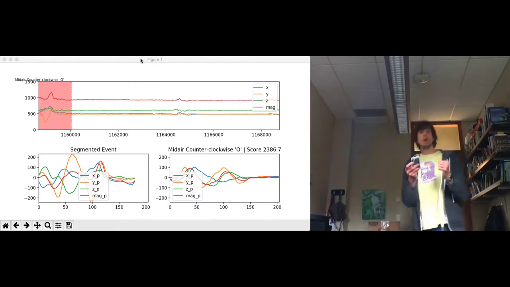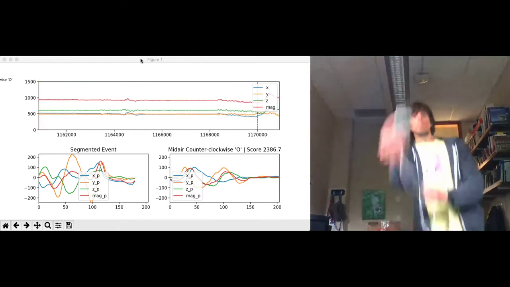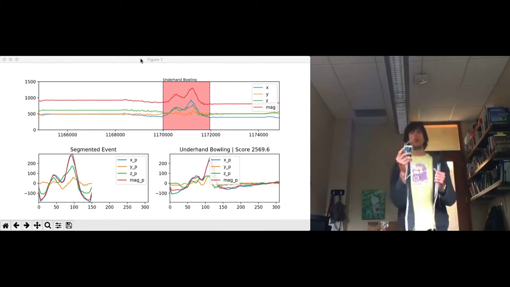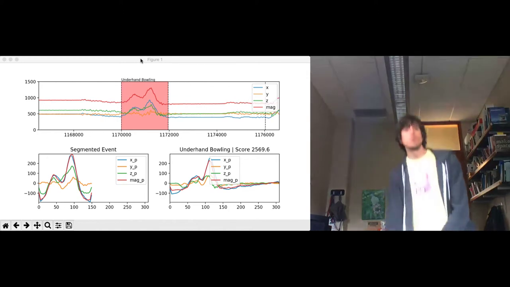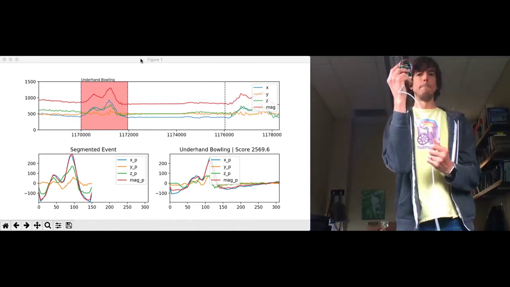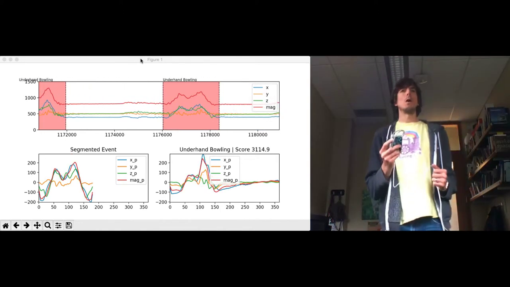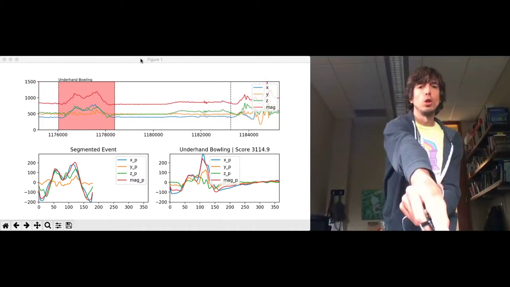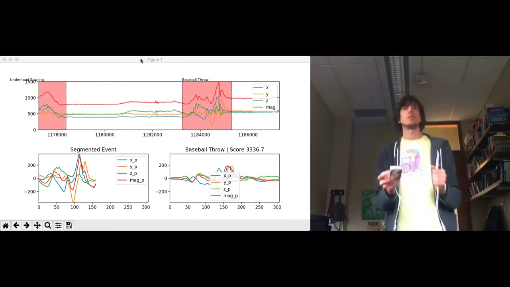Oh, underhand bowling. Again, underhand bowling. Overhand throw. That's the baseball throw.